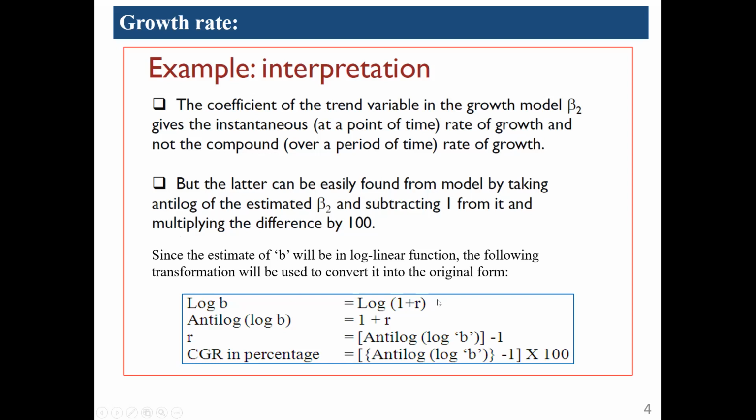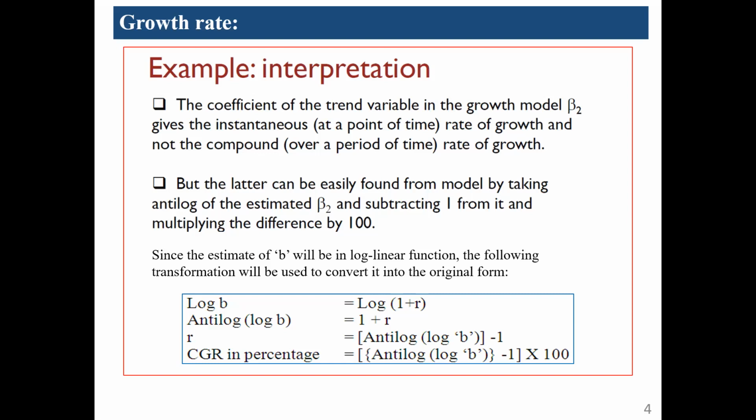So right now, what we have understood is that the log-lin model is also called the growth model. It can be used to find not only the compound growth rate, but also the instantaneous rate of growth. And we know how to interpret. In the case of the instantaneous growth rate, we simply say if x increases by 1 unit, then y increases by the slope coefficient times 100%.